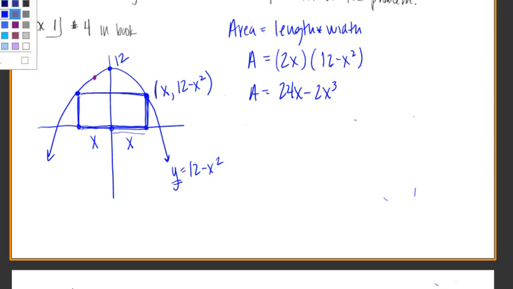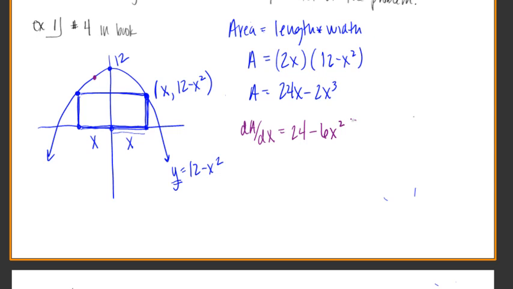Okay, now that'll be a lot easier, so we don't have to use the product rule, right? So the derivative of the area, the rate of change of the area with respect to that length, is going to be 24 minus 6x squared. Okay, so that represents all rates of change, but we want to find specifically the maximum or minimum rate of change. So we're going to set it equal to 0.